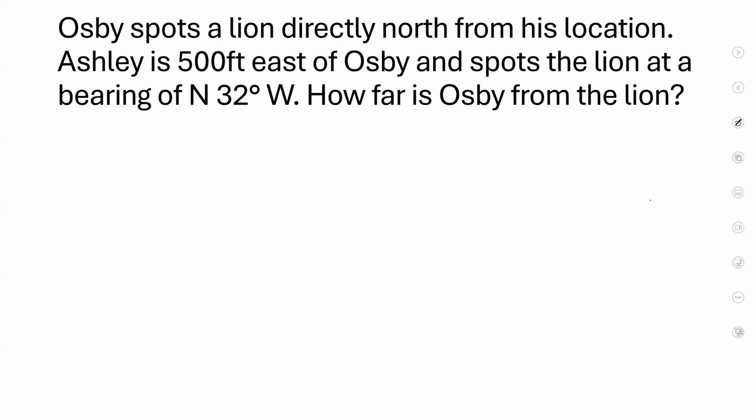Y'all did a lot of great thinking. So let's draw a diagram. Here's Osby. I'm going to put an O. And the lion is directly north of him. So this is where the lion is. Since it's directly north, I know it's going to form a 90-degree angle. And this is the eastern direction where Ashley is. And Osby and Ashley are 500 feet apart.